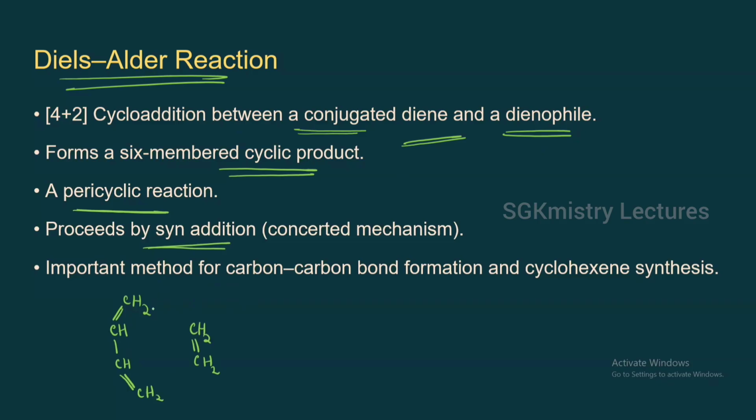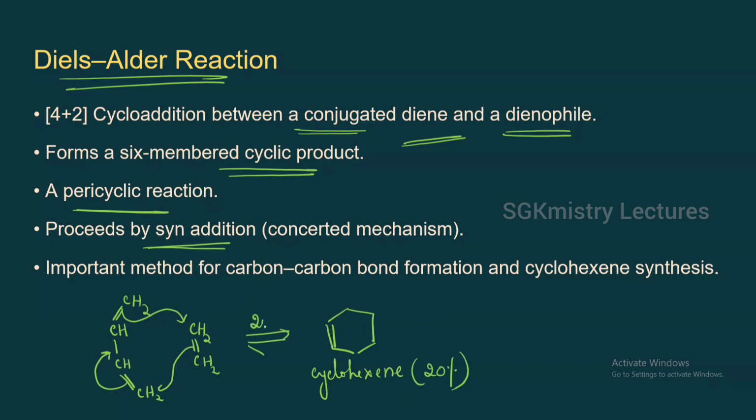Now how the reaction can proceed. Here this takes place, this here and this way. Because of which you are going to get the cyclohexene. Here there is a double bond that is formed, and in all other cases it is converted into a single bond. So you get a cyclohexene. But here the yield is less, that is 20%, and at 200 degrees Celsius.